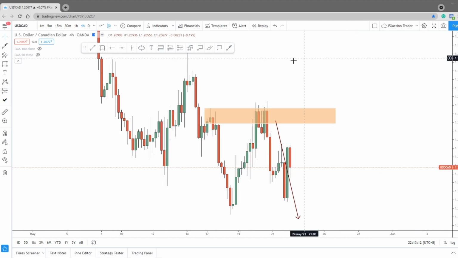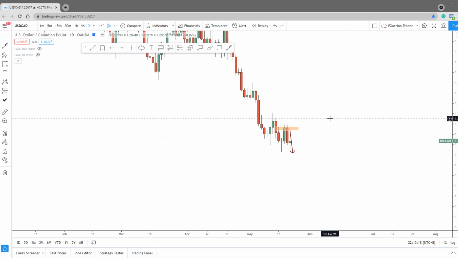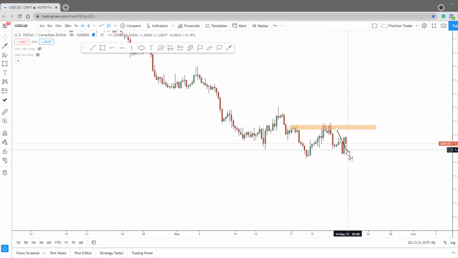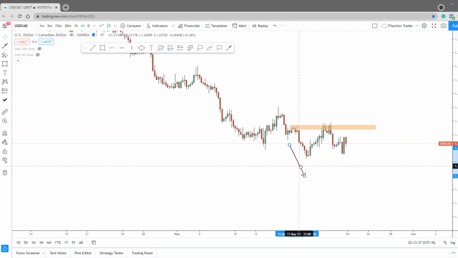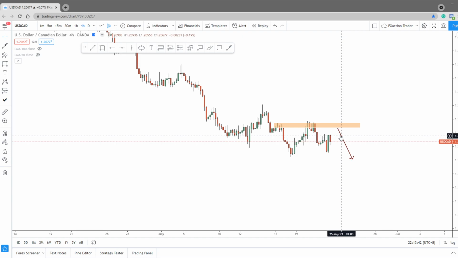So the last pair for this week, Dollar Canadian. On the daily chart, we can obviously still see that the sellers are in control of the entire market, and market is showing us very strong momentum of a sell trend. On H4, we can see that a new low has been created and market started to drop after retesting this previous lower high level. So this week, I'm still going to go for a short trade as long as this lower high level or this resistance level at 1.21347 is not broken.